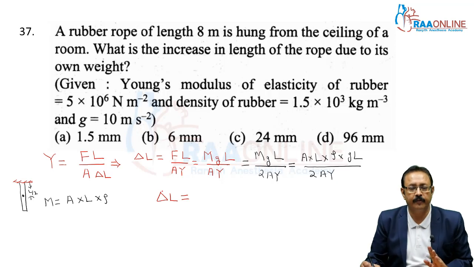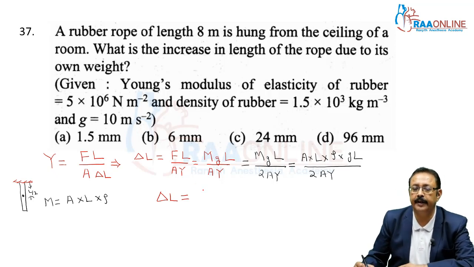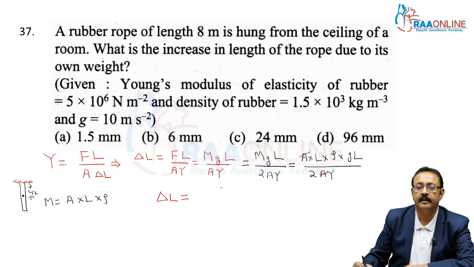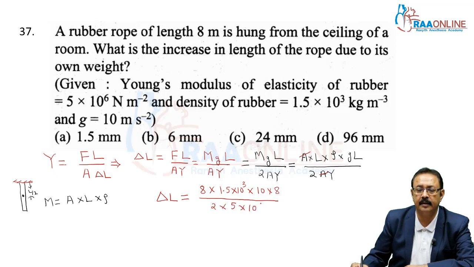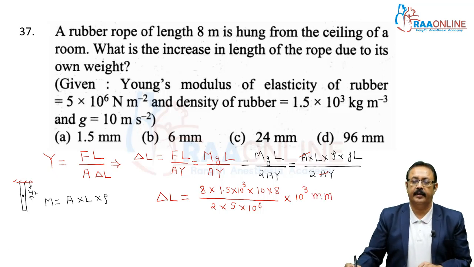Answers are in millimeter, but first I will get my answer in meter, then I will convert it to millimeter. So length is given, 8 meter. Area of cross section is cancelled out, so no need for this. Length is given 8 meter. So 8, rho 1.5 into 10 to the power 3, G I am taking 10, again length 8, 2, Y 5 into 10 to the power 6. I will get this answer in meter. So by multiplying by 10 to the power 3, I am converting my answer to millimeter. It is the conversion factor.